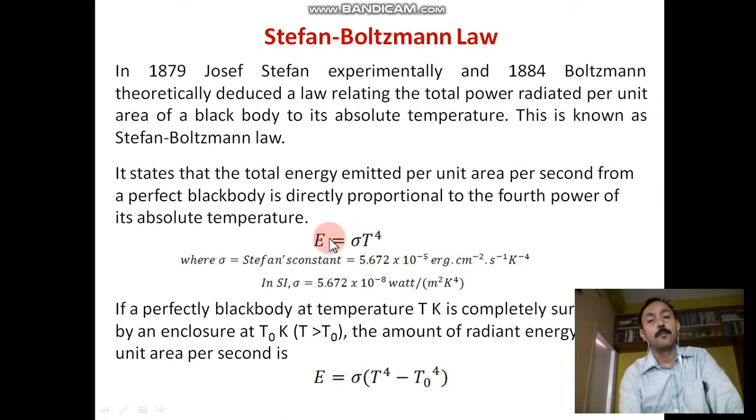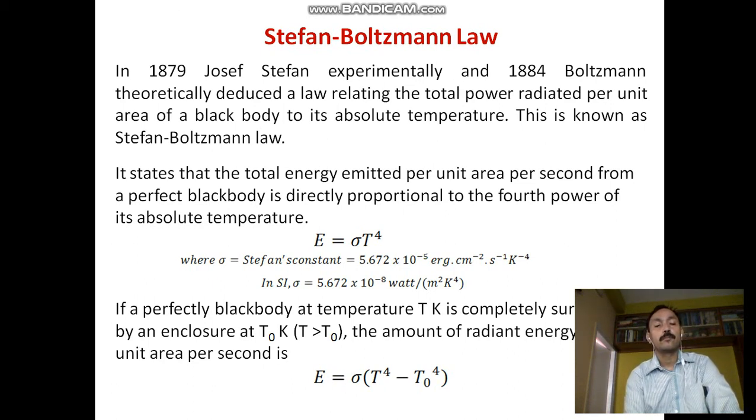If it is directly proportional to the fourth power of temperature, we take a constant sigma. This sigma is known as Stefan's constant and its value is 5.672 × 10^-5 erg per centimeter square per second per Kelvin to the power 4. In the SI system, sigma is equal to 5.672 × 10^-8 watt per meter square Kelvin to the power 4.